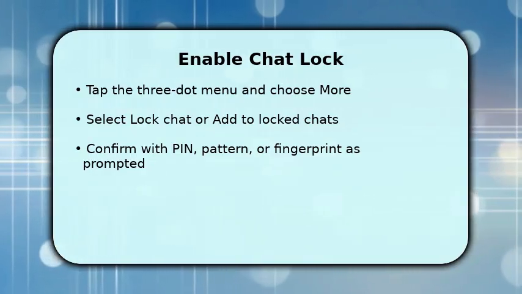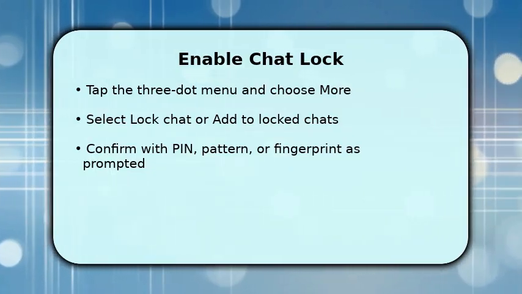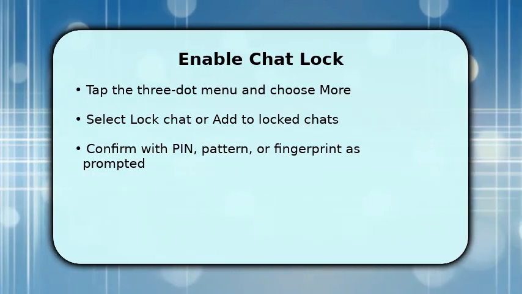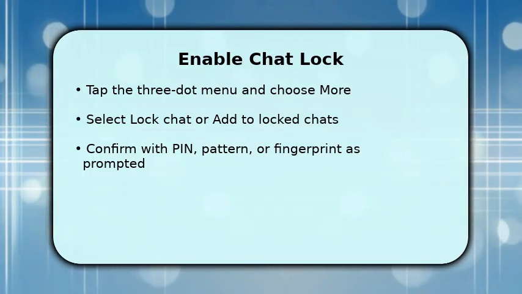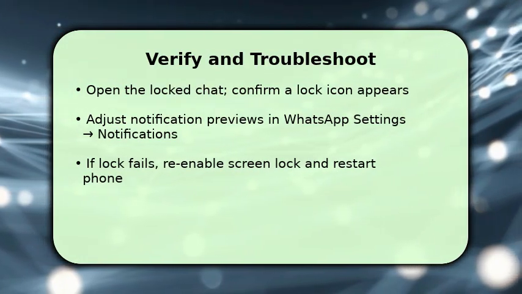If prompted, allow permission for WhatsApp to use biometric or screen lock features. This ensures quick access for you and denies others without authentication. Finish by opening the locked conversation to confirm a lock icon and that it asks for authentication.